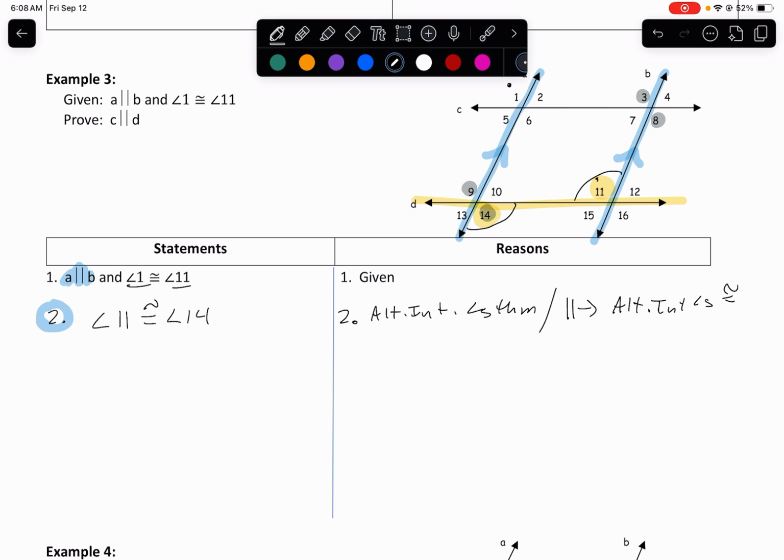Okay, so now I have that angle 11 is in both statement 1 and statement 2 in the given. So I get to say angle 1 is congruent to angle 14, and I get to say that because of the transitive property.